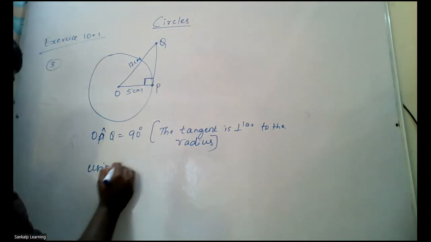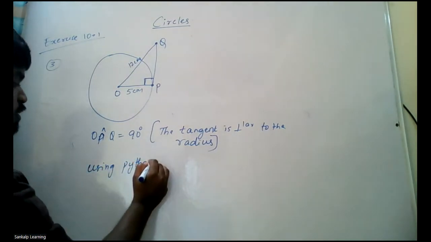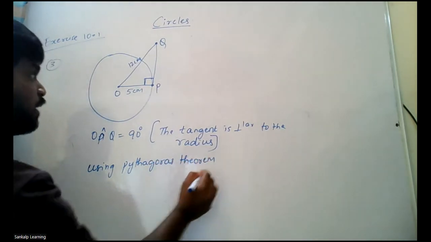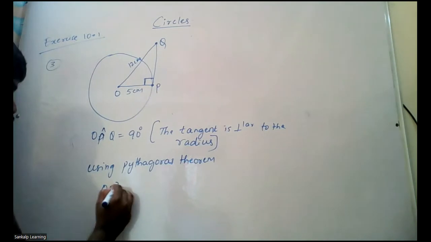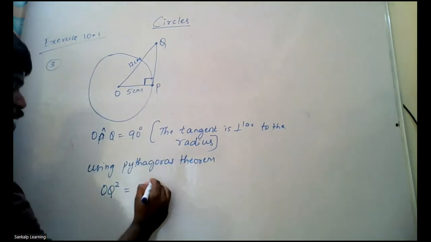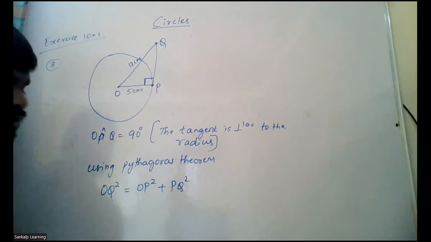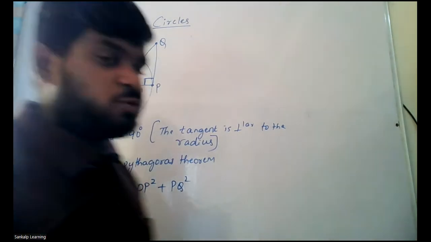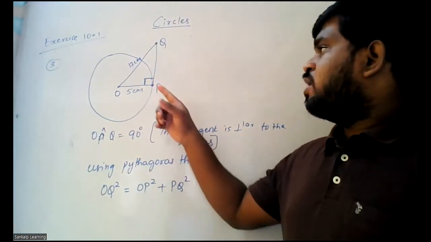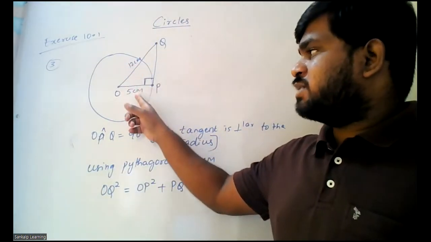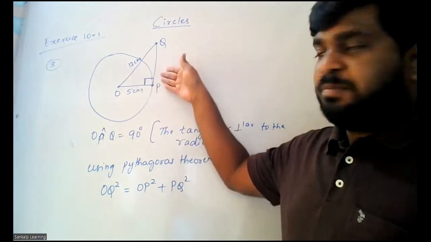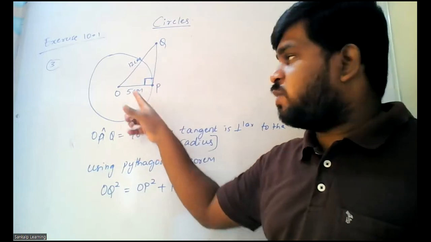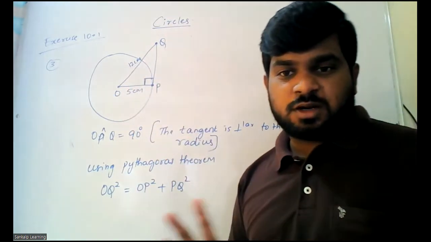Using Pythagoras theorem, what do we get? OQ square is equal to OP square plus PQ square. You have to always start with the hypotenuse itself. Sometimes they'll give you the same problem and we have to find PQ. So most of you start with PQ. PQ square is equal to OP square plus OQ square. That is how you do it.